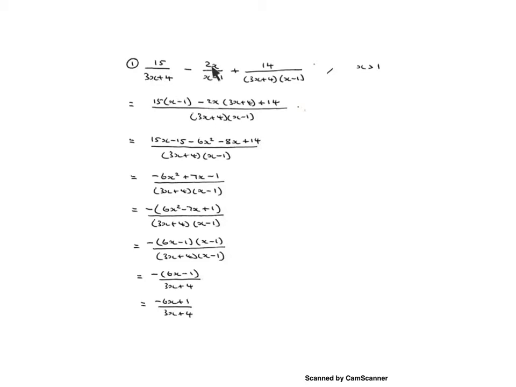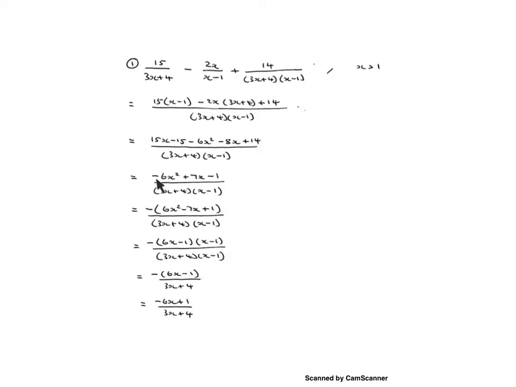The 2x needs to be multiplied by 3x plus 4 because it wasn't in the original expression, and that's already over 3x plus 4, x minus 1. So we end up with this expression here. Multiply out the bracket. Be careful at this point because minus 2x times plus 4 is minus 8x. Simplify the expression. There's a minus 6x squared.